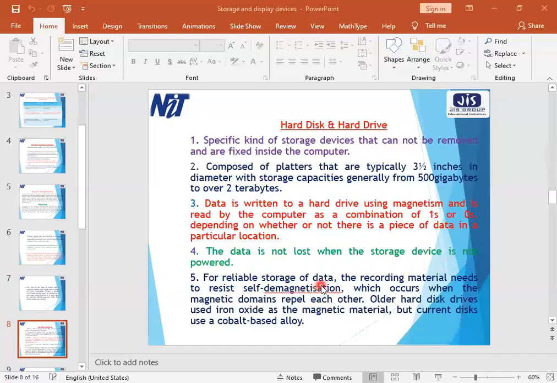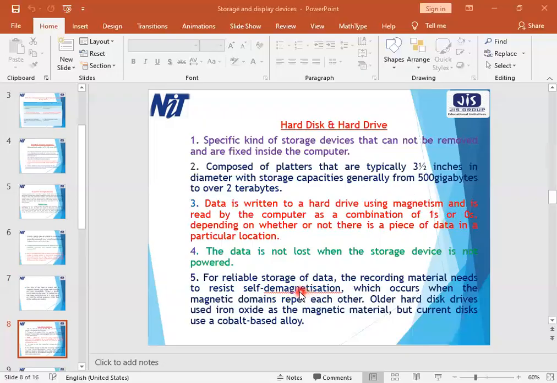For reliable storage of data, the recording material needs to resist self-demagnetization. This is very important. It should not have self-demagnetization. If there is demagnetization, the data will be lost. So that is always to be avoided. We will have to search for a material that does not have self-demagnetization.